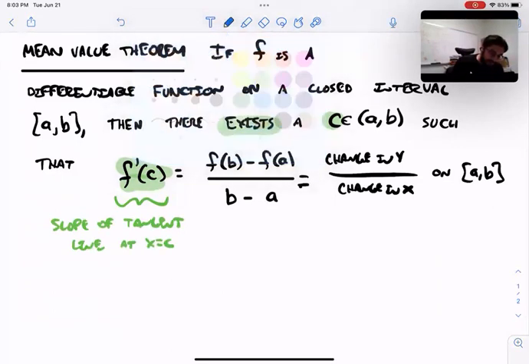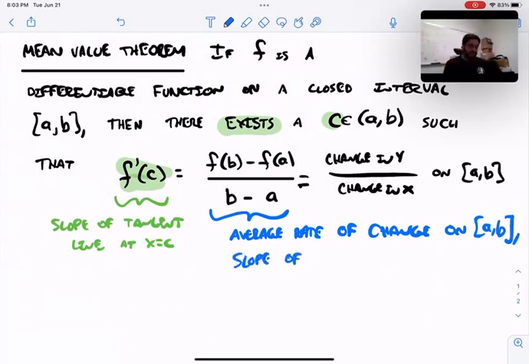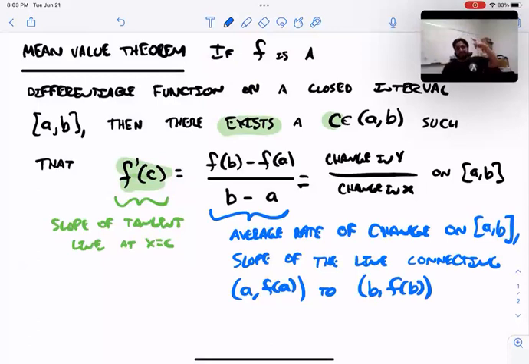What does this quantity represent? This represents the average rate of change on that interval [a, b]. Or you can also think of it as the slope of the secant line to the graph, the slope of the line connecting the endpoints (a, f of a) to (b, f of b). So it's not a tangent line really. It could be by coincidence, but really we're picking two separate points, (a, f of a) and (b, f of b), and calculating the slope of the line between them.